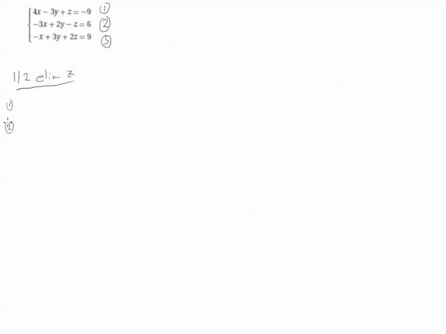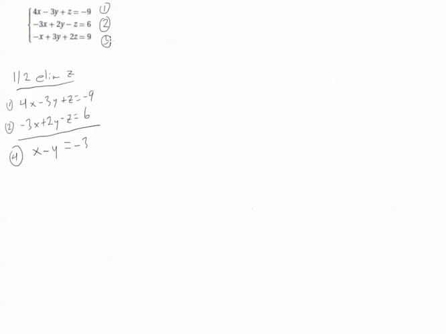Got equation 1 and equation 2. Let's just write them as they are. 4x minus 3y plus z equals negative 9. And then I have negative 3x plus 2y minus z equals 6. When I combine these two together now, my z's are going to cancel out. 4x minus 3x is x. Negative 3y and a positive 2y is negative y. My z's cancel out, and a negative 9 with a 6 is a negative 3. This will be my fourth equation.